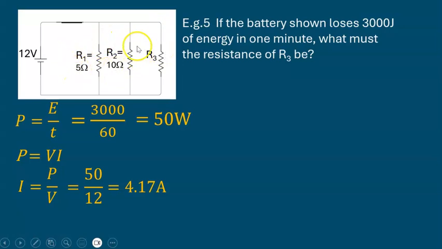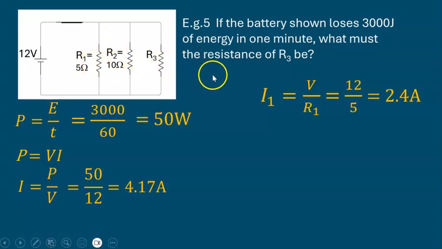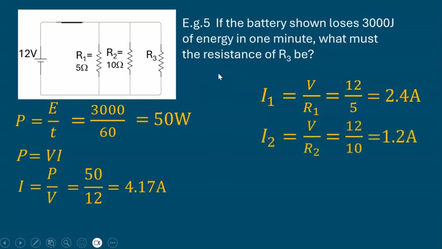So if I can work out the current going through these guys, then the rest of it must be going through this resistor. If I know the current, I know the voltage. Therefore, from Ohm's law, I know the resistance. So the current going through R1 is just the voltage divided by its resistance. So 12 over 5, 2.4 of an amp going through R1. Through R2 is 12 divided by 10, so 1.2 of an amp flowing through here.